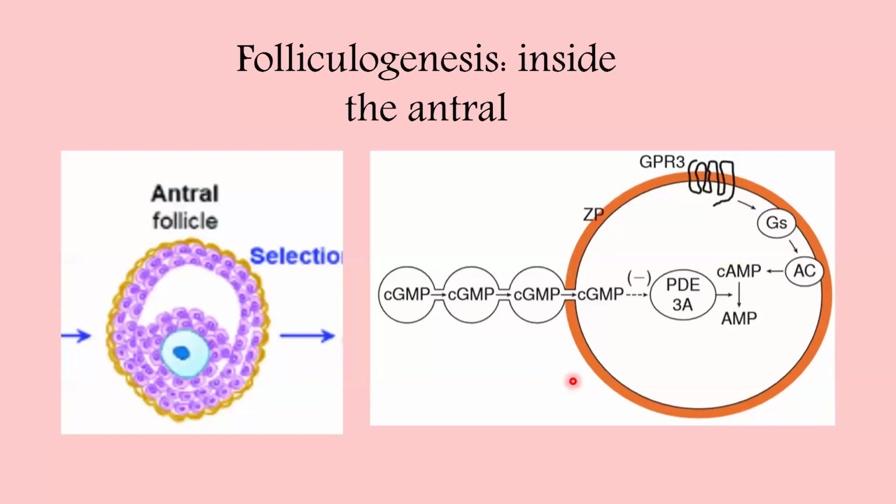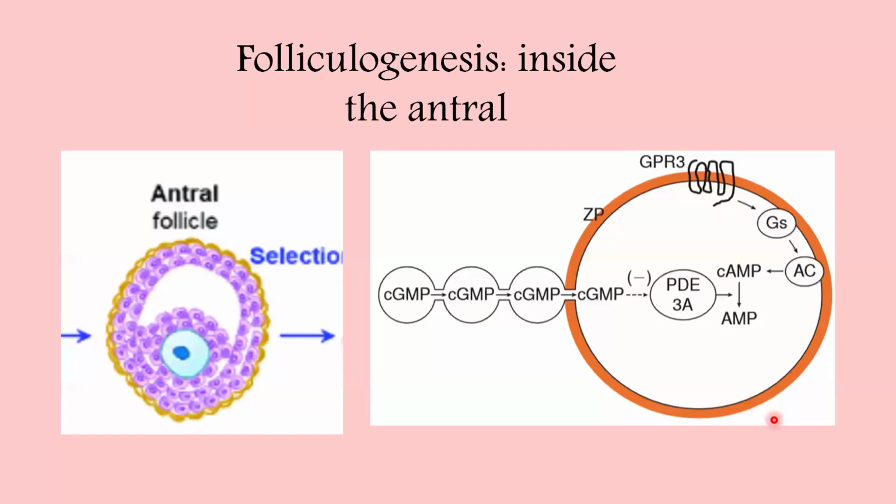The cyclic GMP, okay, now we're talking about cyclic GMP. Cyclic GMP from the cumulus granulosa cells inhibits oocyte phosphodiesterase. They keep cyclic AMP elevated. But once we want it to finish meiosis 1 and enter meiosis 2, cyclic GMP will decrease. When cyclic GMP decreases, this will allow phosphodiesterase to degrade cyclic AMP.